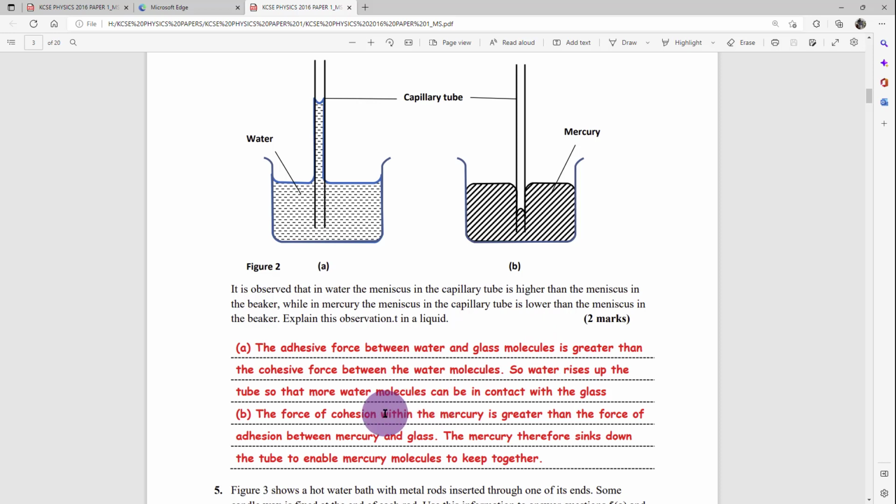How about in B, in mercury? The force of cohesion within the mercury is greater than the force of adhesion between mercury and glass. And that is why the mercury therefore sinks down the tube to enable mercury molecules to keep together. So over here, the cohesive forces between mercury particles, or mercury atoms or mercury molecules, are greater than the adhesive forces between mercury molecules and glass molecules.